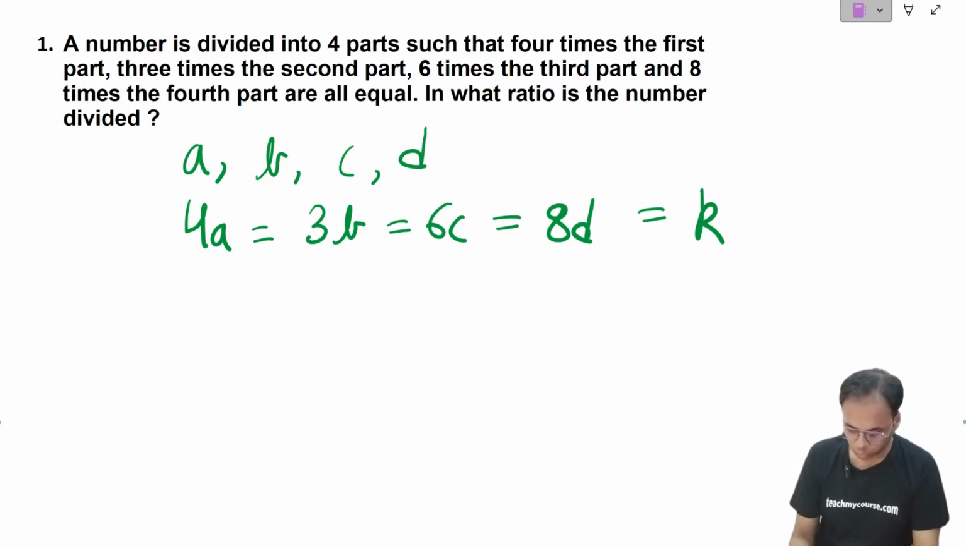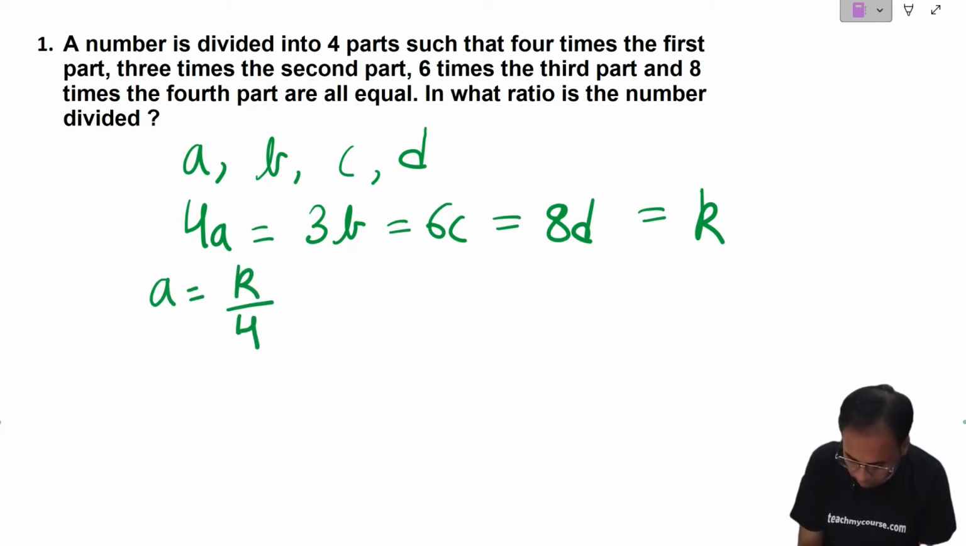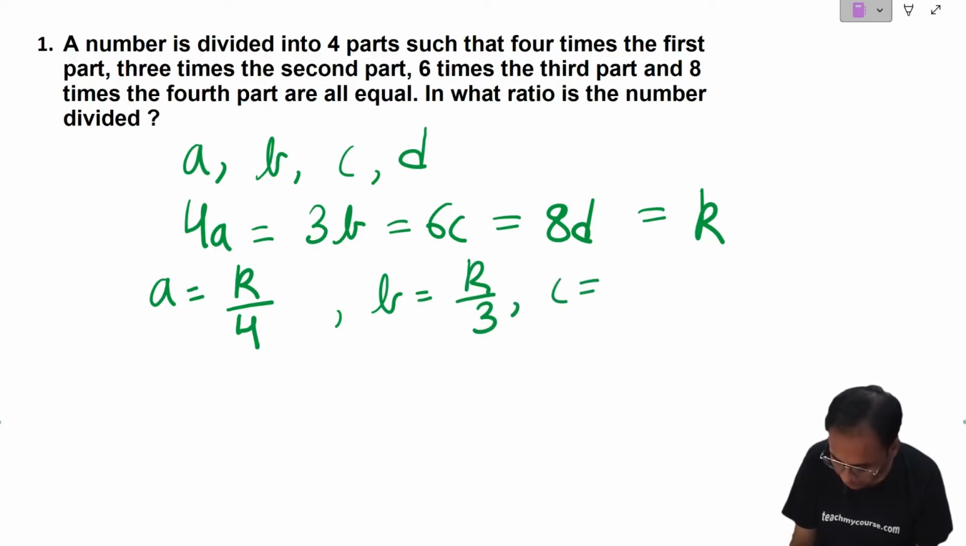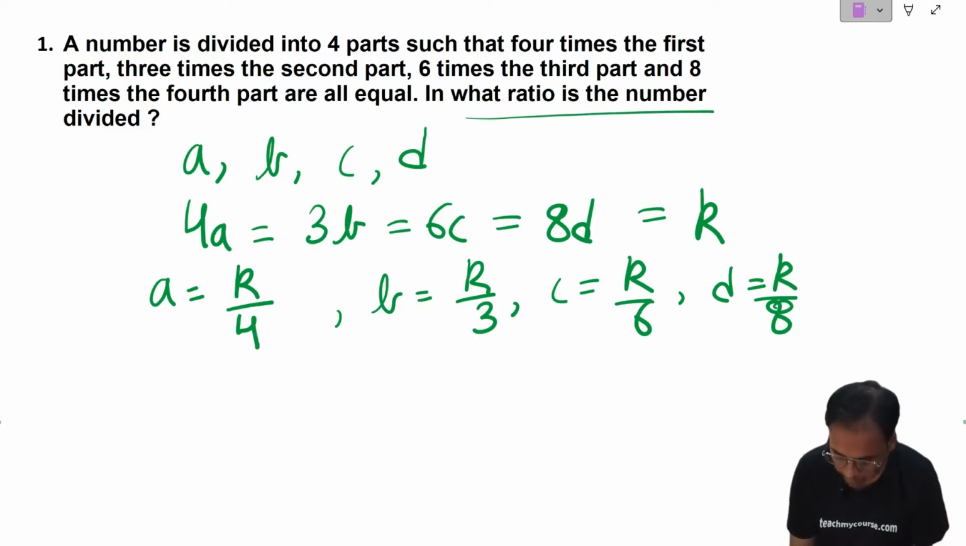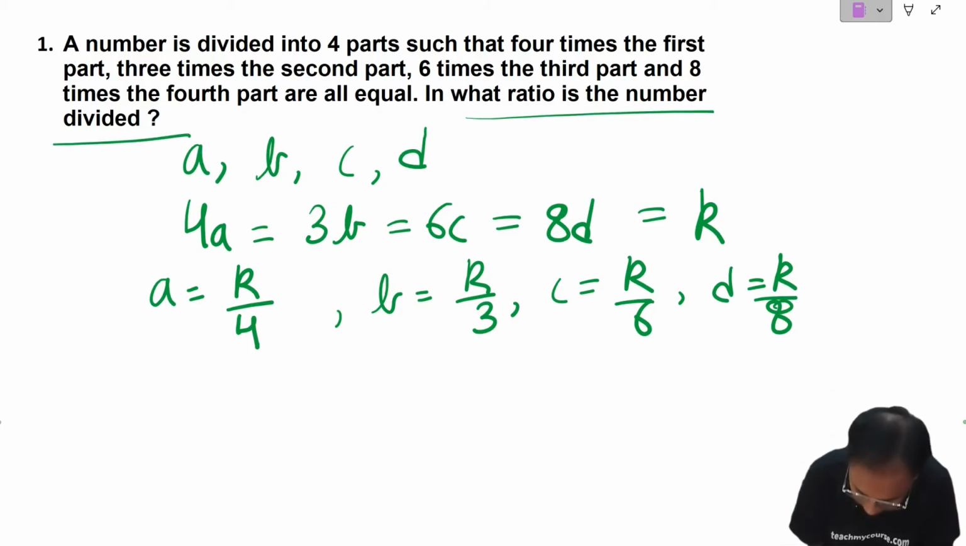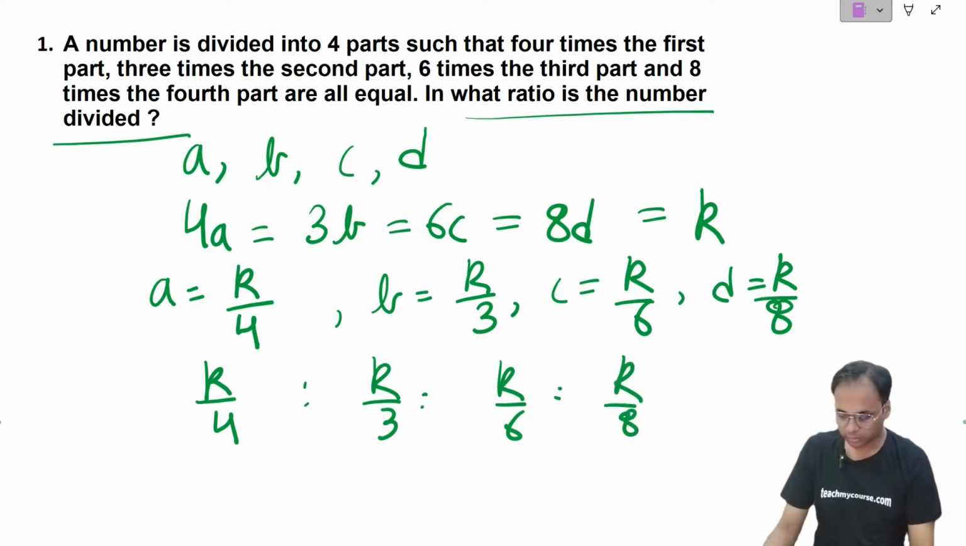So what is the actual first part? a is equal to k by 4, b is equal to k by 3, c is equal to k by 6 and d is equal to k by 8. So the ratio in which the number is divided is k by 4 is to k by 3 is to k by 6 is to k by 8. Now this is in terms of fractions.